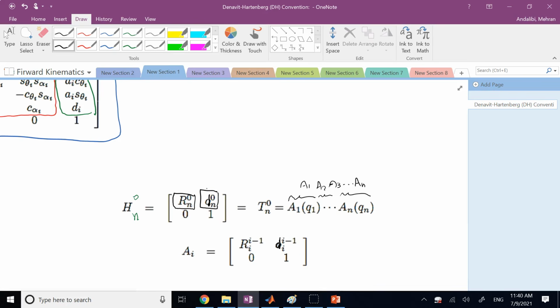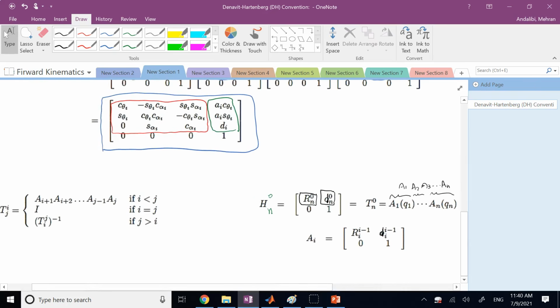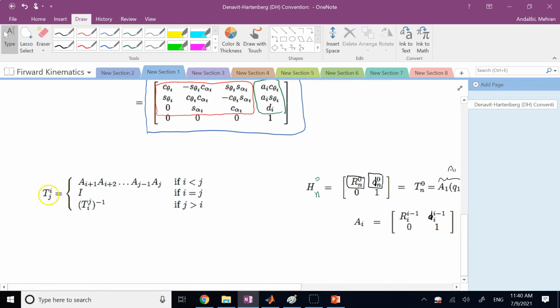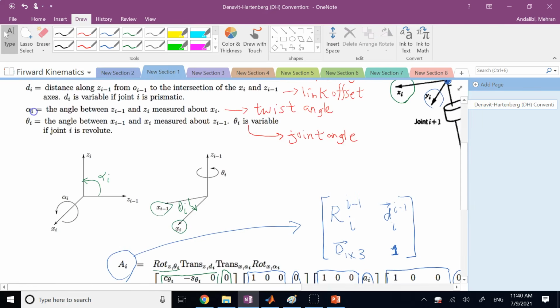And here I also define another matrix. We call it the T matrix. The T matrix here, which describes the position and orientation of frame j with respect to frame i, is determined by what? By multiplying the A matrices in between them. Okay, so T here is determining the position and orientation of one frame with respect to another, and it doesn't need the two of them to be the end effector and the base. It could be any with respect to any other.